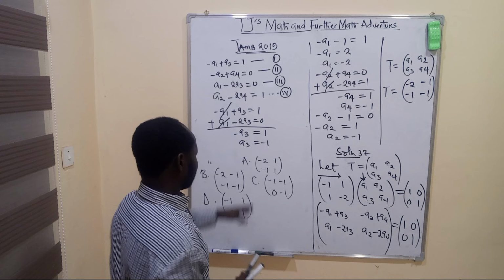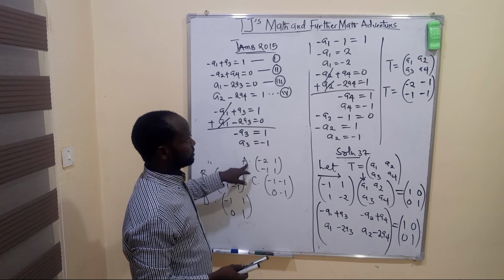So let's check the options. Option A, minus 2, 1, no. Option B, minus 2, minus 1, minus 1, minus 1. The correct option is B. So the correct answer is option B.